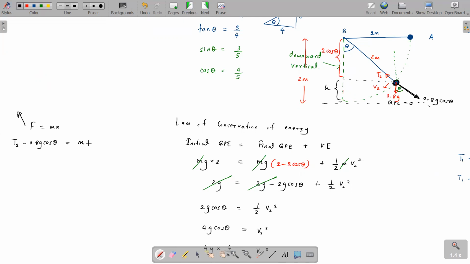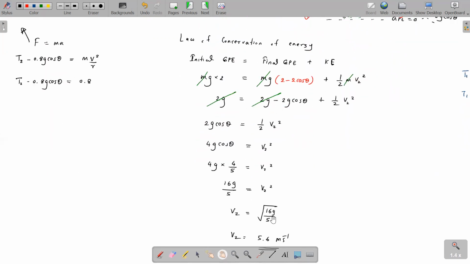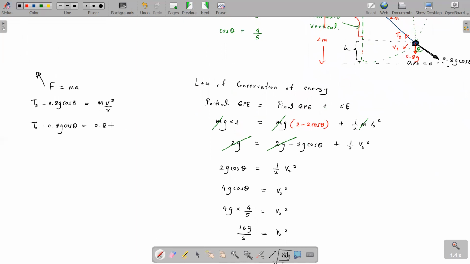Mass into acceleration is v squared over r. So T2 minus 0.8g cos theta equals mass 0.8 times v squared over r. We just found the answer for v, so we can go with 5.6 because it's already exact. Or else we'll use v2 squared, 16g/5. So this is v2 squared over radius. I'll put the radius value over here. Divide by radius. Radius is 2 meters.